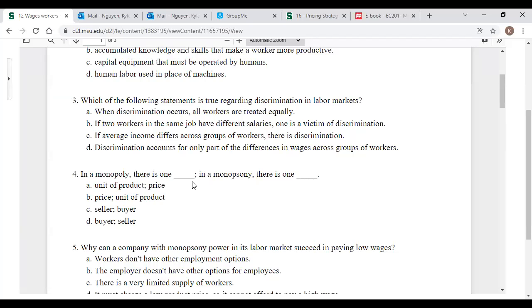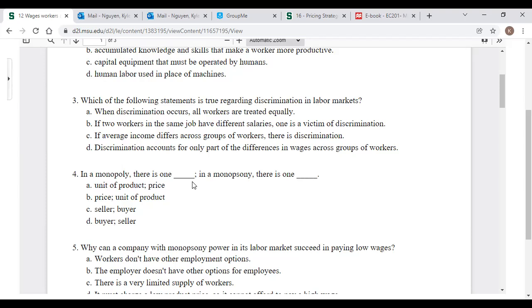And I'll explain through each of these other answers. In monopoly, there is one unit of product. I think that's called a shortage, not really a monopoly. And in a monopsony, there is one price. That is not the case because there's a variety of different prices, especially when we talk about market power, and we'll talk about that later. But yeah, there isn't just one price. There's a variety of different prices because they may pay different prices for a variety of different reasons.